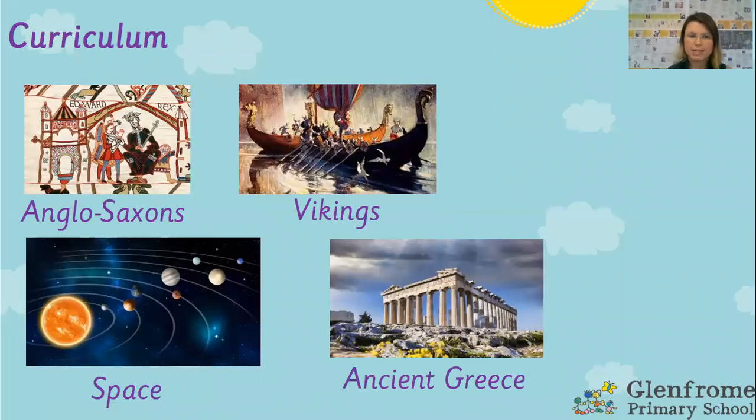So, for our curriculum, the topics we look at are the Anglo-Saxons, followed by the Vikings. Then in terms 3 and 4, we look at space and earth. And then finally, in terms 5 and 6, we look at ancient Greece. We will explore these topics thoroughly throughout lots of different themes and activities throughout those terms.